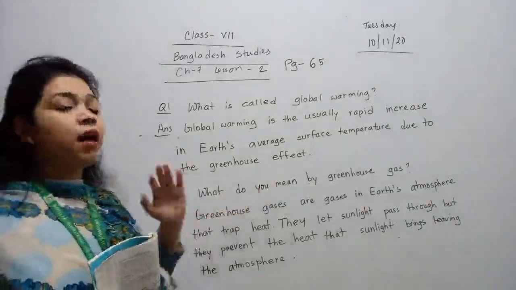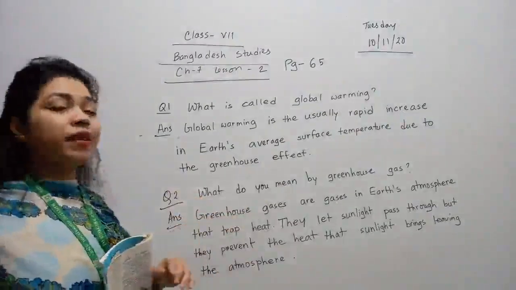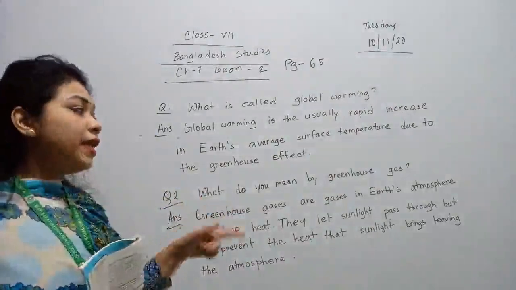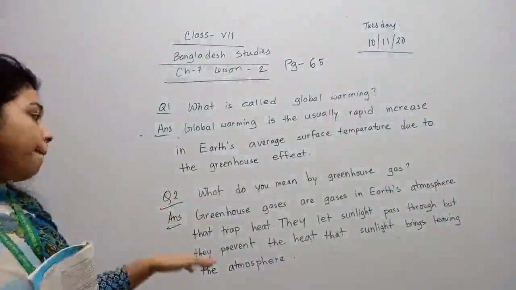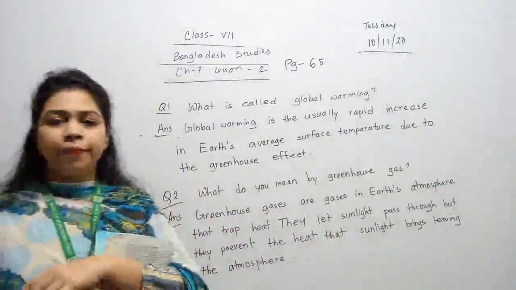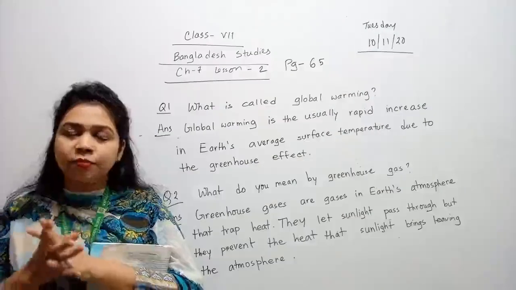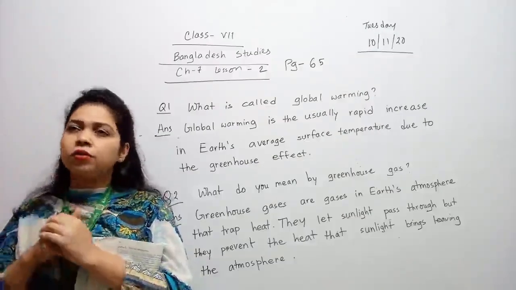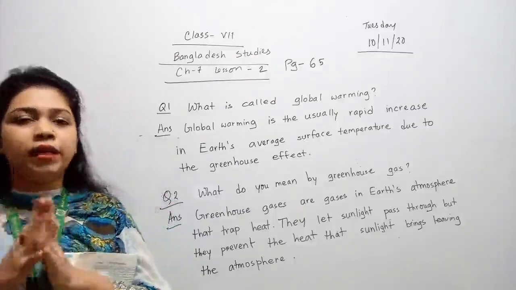What do you mean by greenhouse gas? Greenhouse gases are gases in Earth's atmosphere that trap heat. They let sunlight pass through, but they prevent the heat that sunlight brings from leaving the atmosphere. That's why the heat in the atmosphere is increasing, and we are also getting more heat.